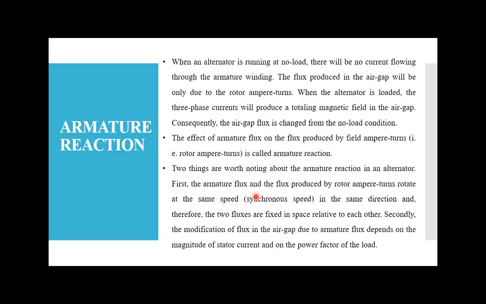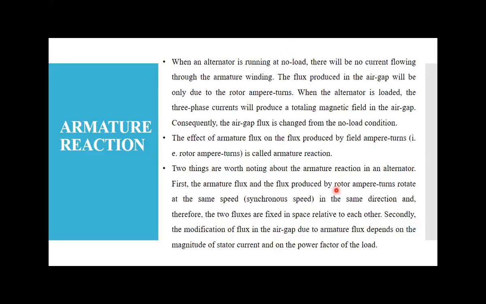So my armature flux and the flux which is produced by the field winding both are rotating at the same speed, and that speed is my synchronous speed. And it is in the same direction also. Therefore the two fluxes are fixed in space relative to each other.